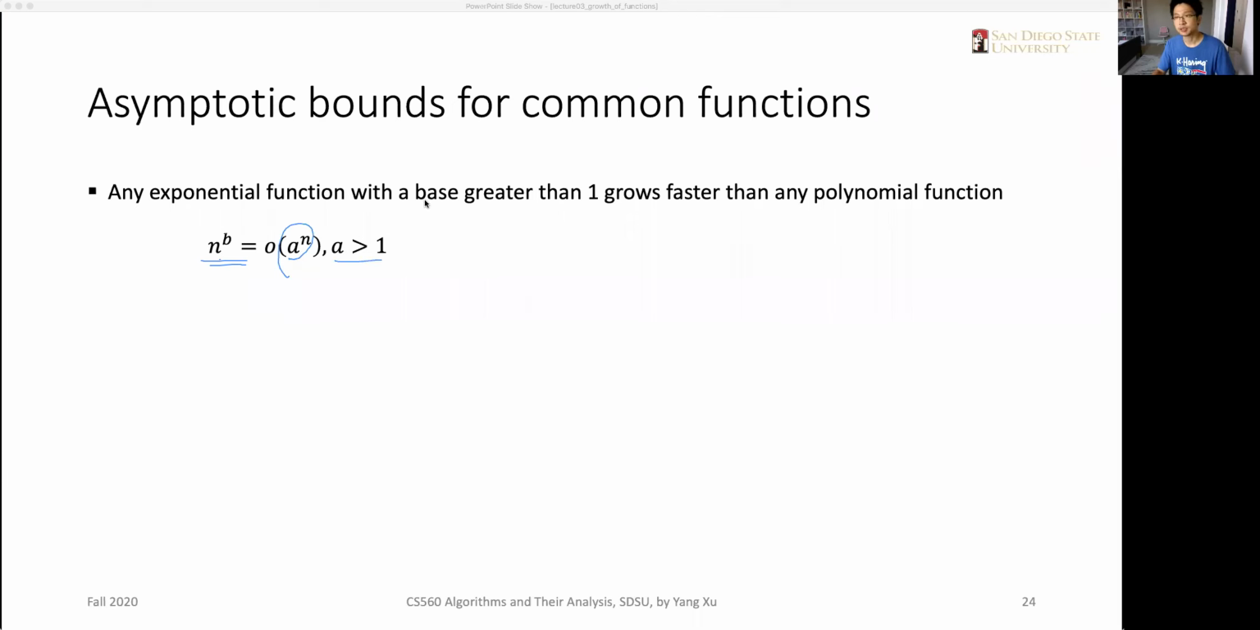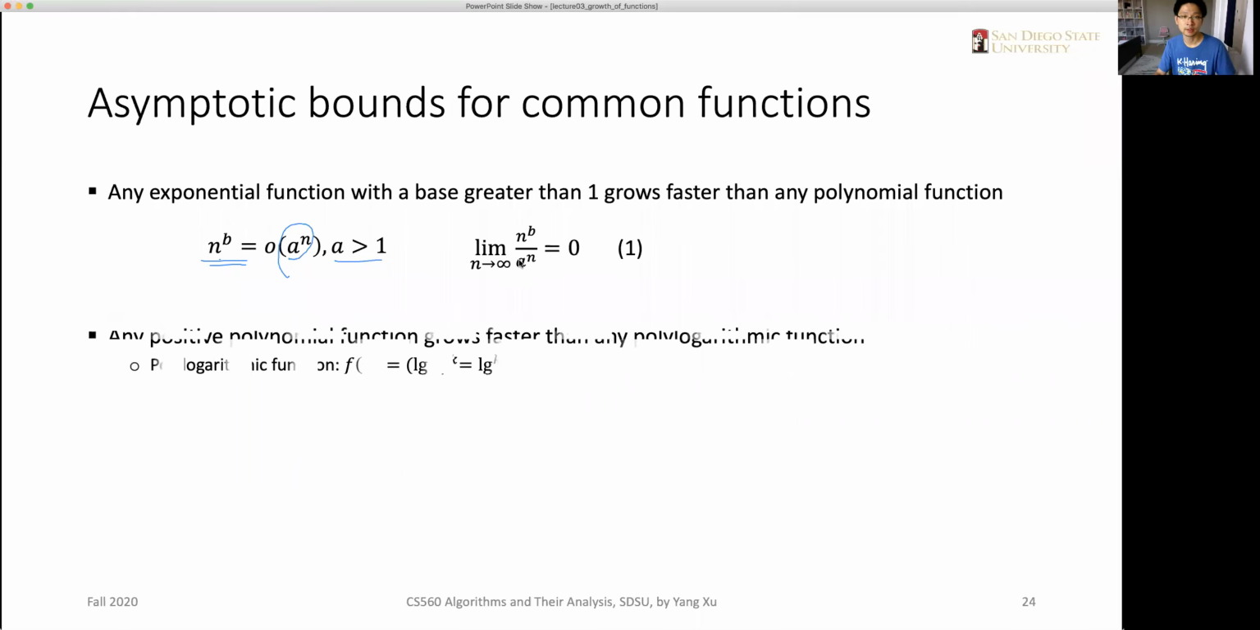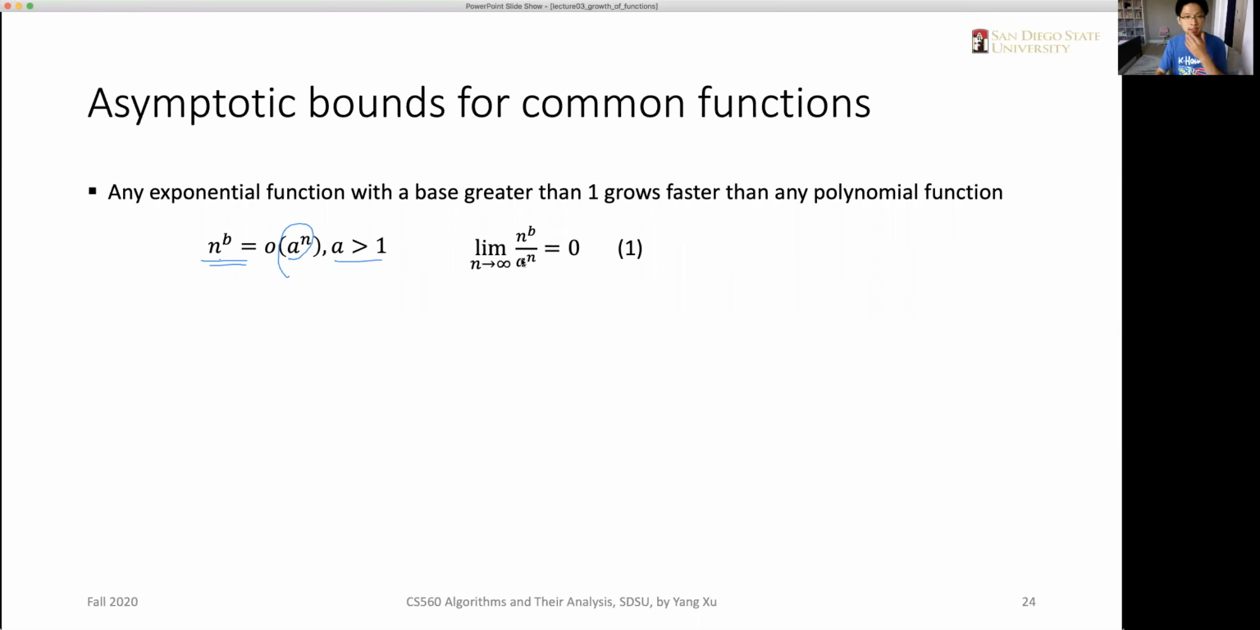So that means the exponential function grows really quickly as n becomes very big, as n approaches infinity. In the language of limits, if we place the polynomial term in the numerator and the exponential term in the denominator, when n approaches infinity, no matter how big b is and how small a is, as long as a is greater than 1, this ratio will eventually approach 0.